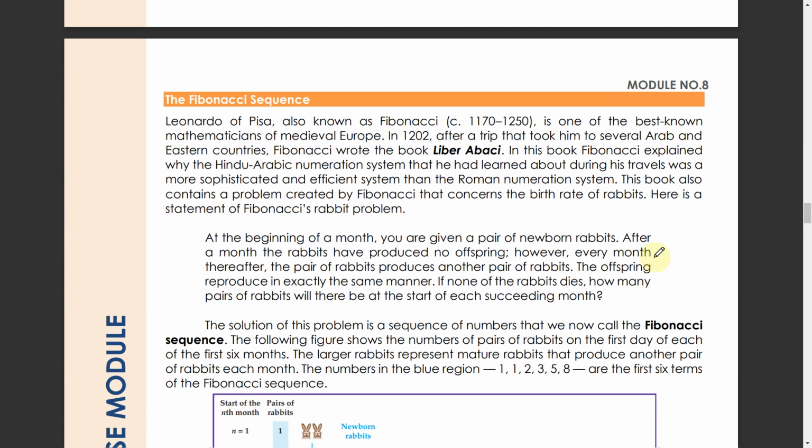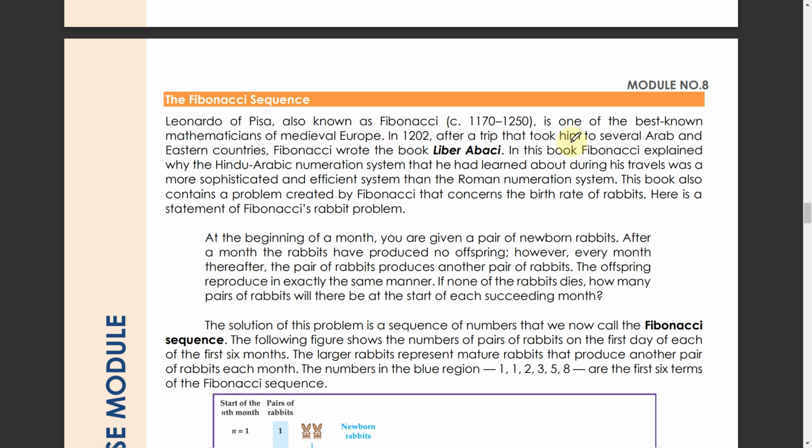Okay, so the next topic is all about the Fibonacci sequence. So Leonardo of Pisa, also known as Fibonacci, is one of the best known mathematicians of medieval Europe in 1202. Grabe no? Karon kay 2022 na grabe na kadugay.